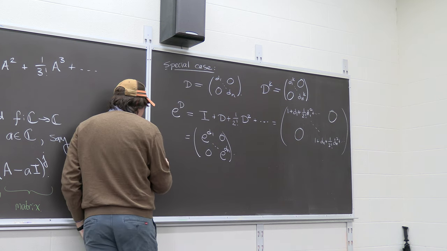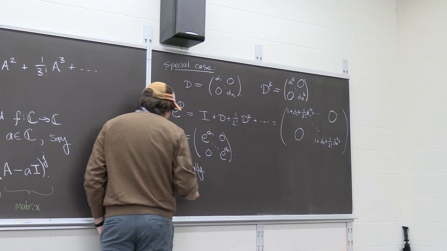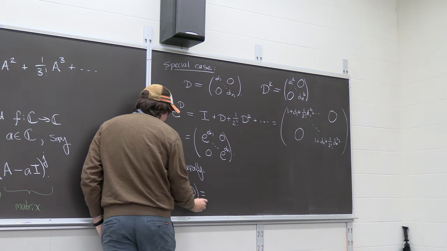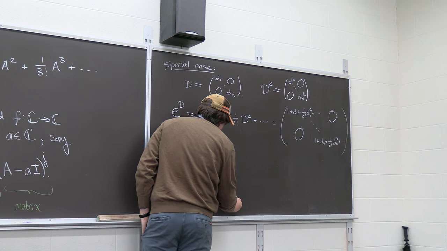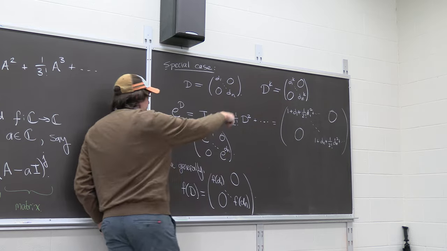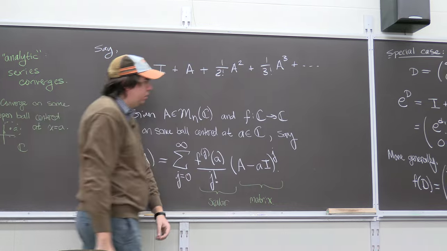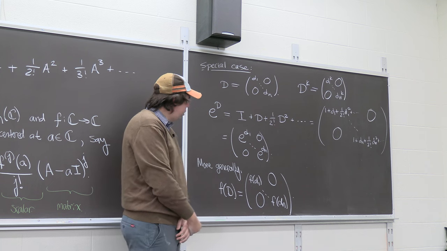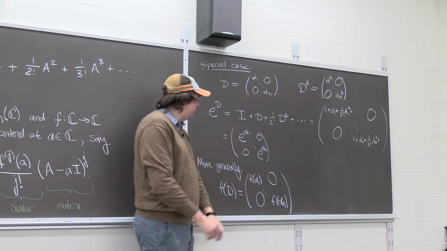And more generally, if you have some analytic function f, f of d just comes out to be f of d1 down through f of dn, zeros everywhere else. It's the exact same argument, but you just do it in general with whatever f's Taylor expansion looks like, right? So diagonal matrices are really nice to play with.